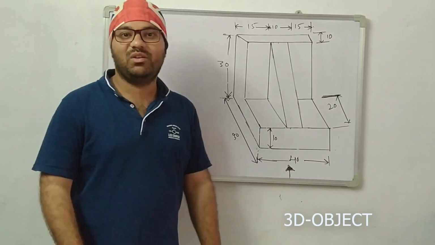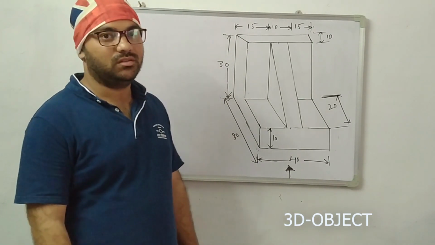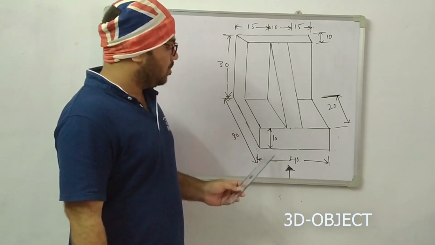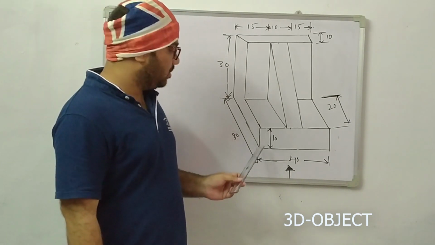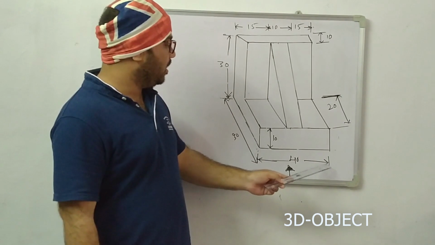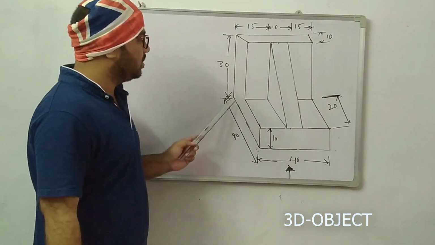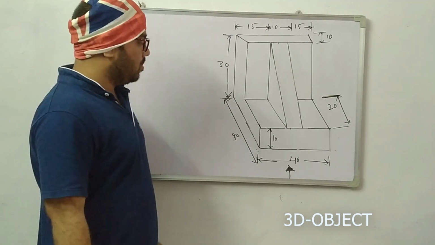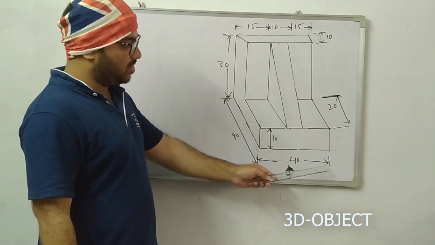Good morning students. Today we will discuss a problem on orthographic projections. This is the problem: a three-dimensional object is given. What are the dimensions we have seen? The length is given as 40, the width is 30, and the height is mentioned as 30. So here 40 is mentioned.